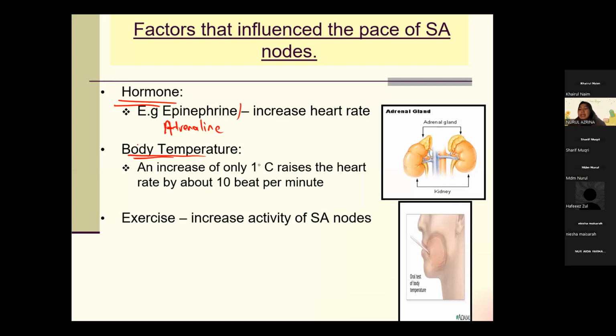Okay, right. And the next one is somehow related to body temperature: exercise, of course. So exercise will increase the activity of the SA node. So these are factors that can influence the pace of the SA node.